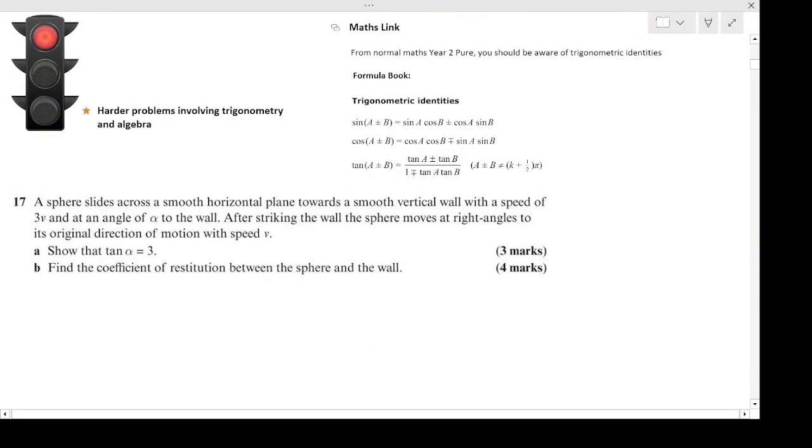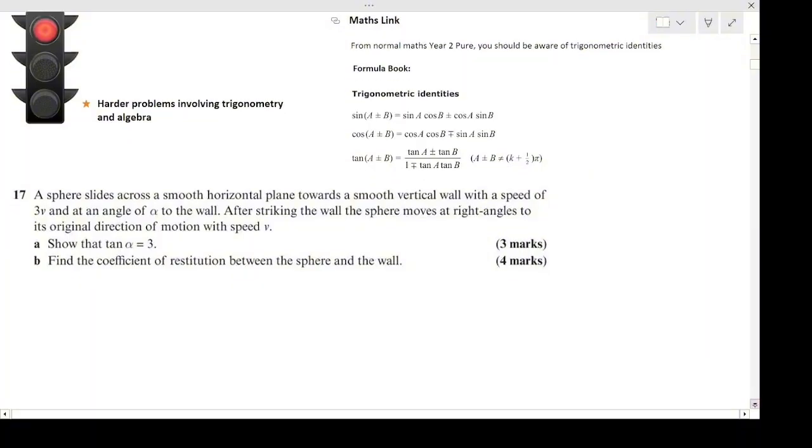Now we're going to be looking at some more complicated questions where they're going to throw in a bit of harder algebra and a bit of trigonometry, right? But don't be put off. The process is going to be pretty much the same. We're not going to do anything new here, really. The main idea is going to be the same, but let's have a look at this then. And by the way, because of this, we are going to need some Year 2 pure trig identities. So if you haven't seen it already from normal maths, we're going to be using the trig identities from there. And these are from the formula book, okay? But we'll see what we need as we go along, okay? Let's have a look at this question then.